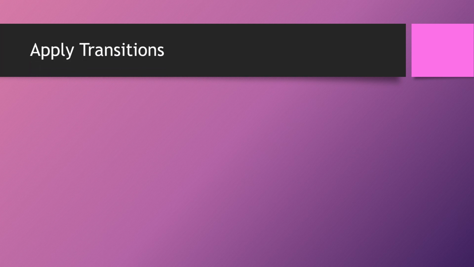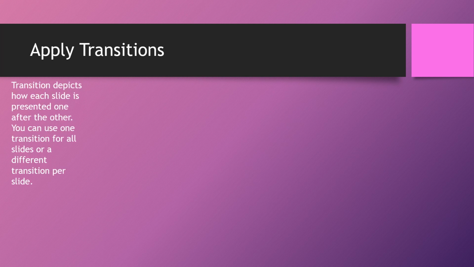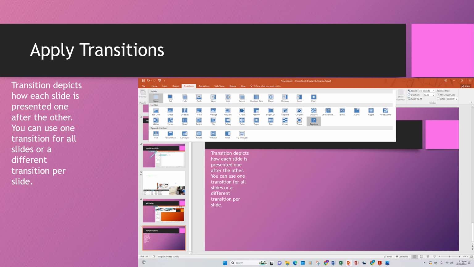Let's talk about transitions. Transitions depicts how each slide is presented one after the other. You can use one transition for all slides or a different transition per slide. In order to do this, you will need to click Transition, choose Transition, and from there you will be able to apply a transition for each slide, or you can apply to all. This is done over the timing section.